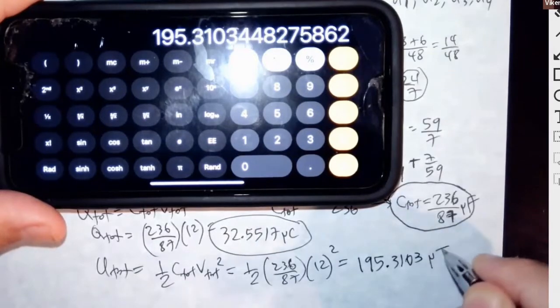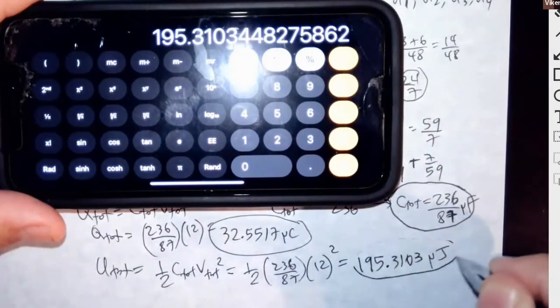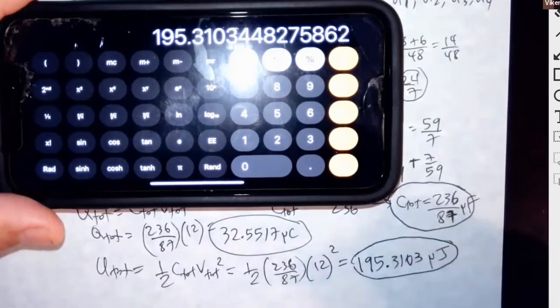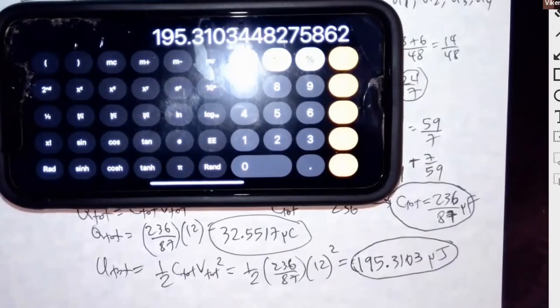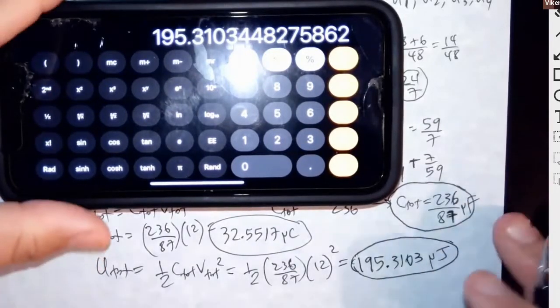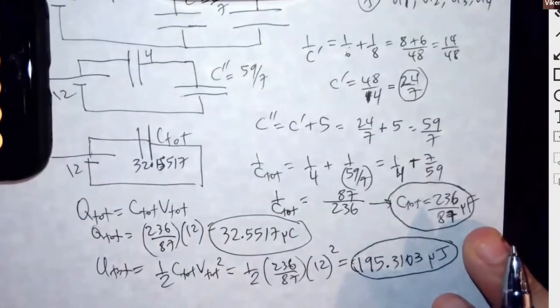195.3103 microjoules. Okay, so that's the total energy supplied by the battery to the circuit, right? Okay, now let's go backwards.